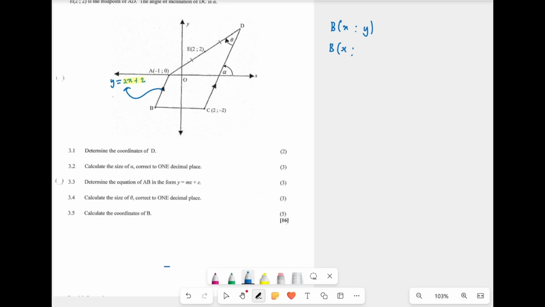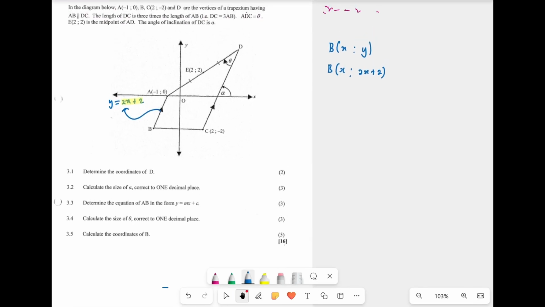My y is 2x plus 2. I can write the coordinates of B as x, and then here I can just put 2x plus 2. That is my y. Now, there is something that I was told in the statement, that DC is equal to 3AB. So if DC is equal to 3AB, I can use that. DC is equal to 3AB. So now I can start by calculating the distance of DC first, or I can just substitute here.